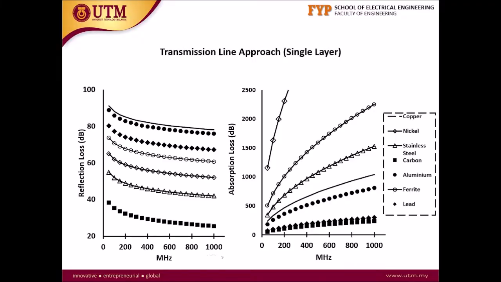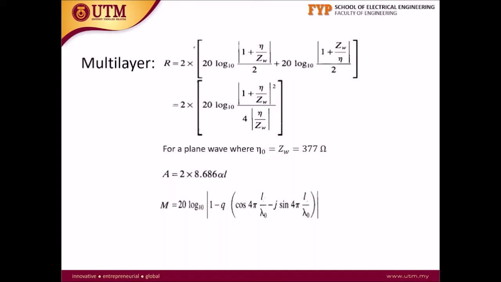Now let's look at the graph obtained for both losses, reflection loss and absorption loss, for frequency range 50 MHz until 1 GHz for single layer. For single layer shield, as you can see, as the frequency increases, the reflection loss decreases while the absorption loss increases. The reflection and absorption losses are both double those of the value of a single layer with the same material and thickness. However, the multiple reflection loss differs from double the value of a single layer.